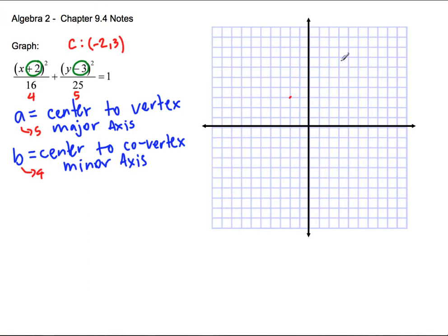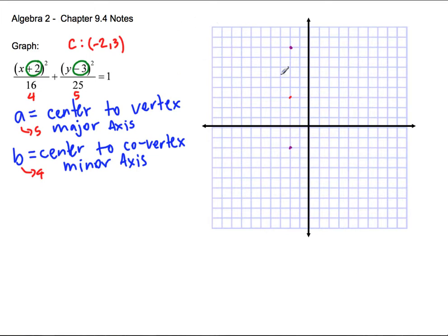Okay, and so I'm going to move up 1, 2, 3, 4, 5. Let me change ink here. So here's my 5 and then down 5. 1, 2, 3, 4, 5. This is my major vertex, or my major axis. My vertices are these purple points. Those are my A values.